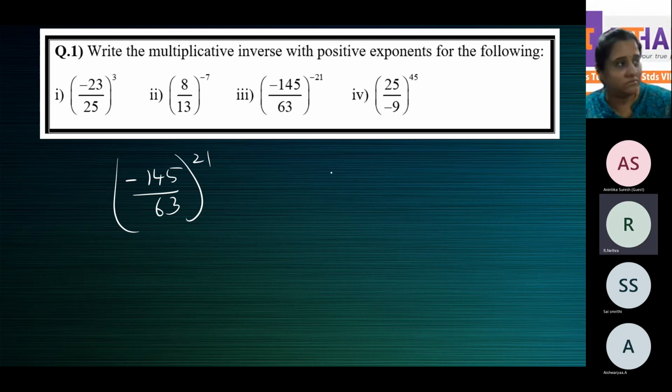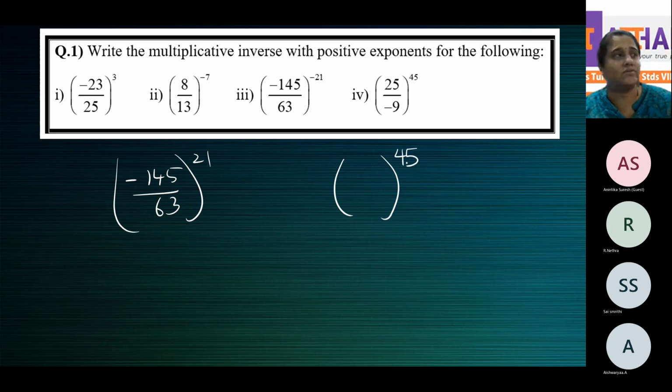Last one? Anyone? Netra. Ma'am, minus 9 by 25 to the power 45, ma'am. So here you should write the power as it is because it's already positive. It's positive, so don't disturb that. Then disturb the base, minus 9 by 25. This is the reciprocal, not equivalent.